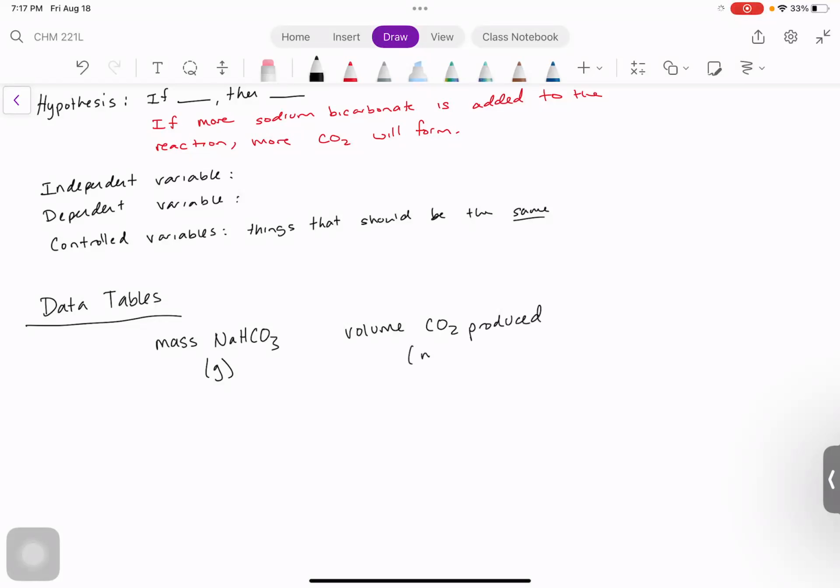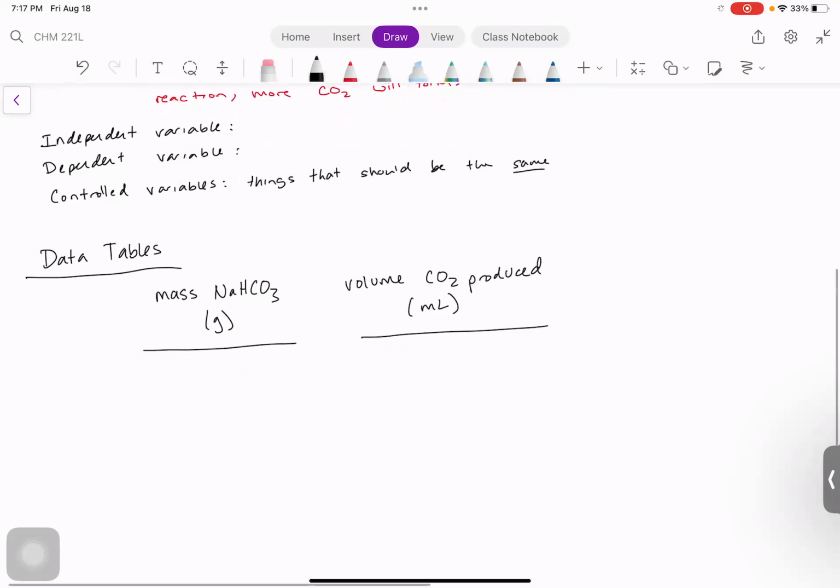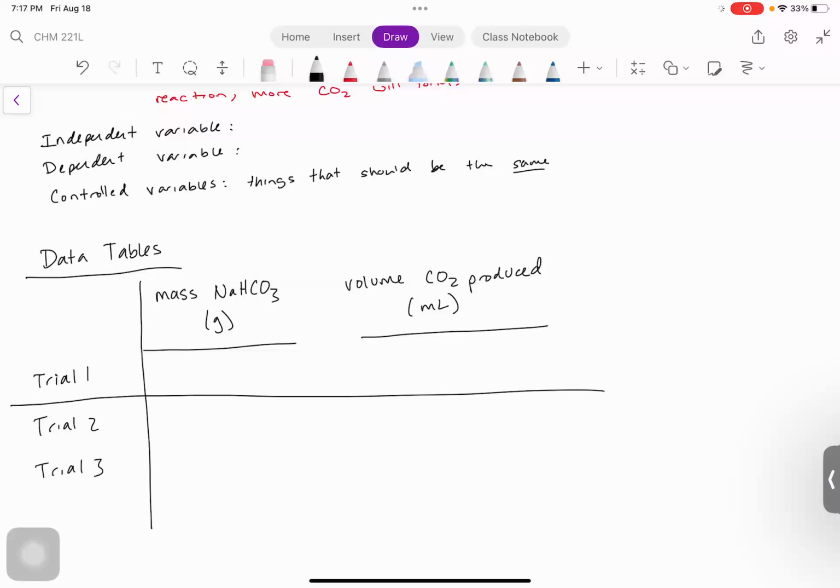And we're going to be measuring that in milliliters. So these are our table headings. And then over on the side of our table, we will have trial 1, trial 2, and trial 3. So what this means when we've got separate trials in our experiment is that we are going to have 3 sets of data from the same test.